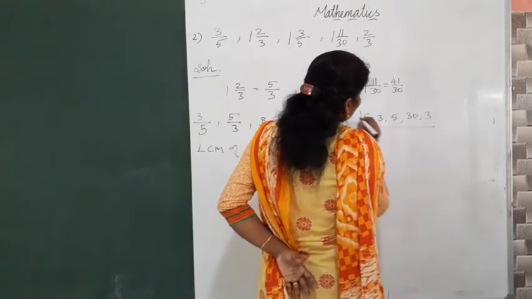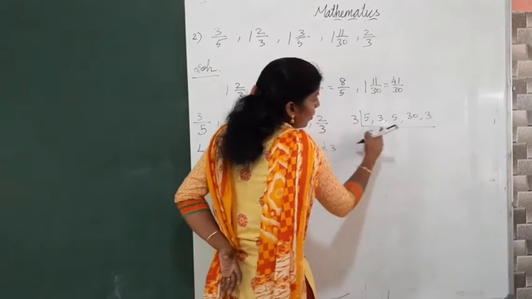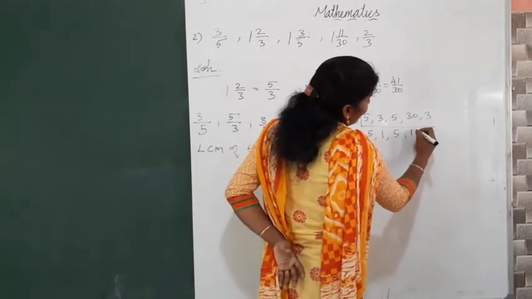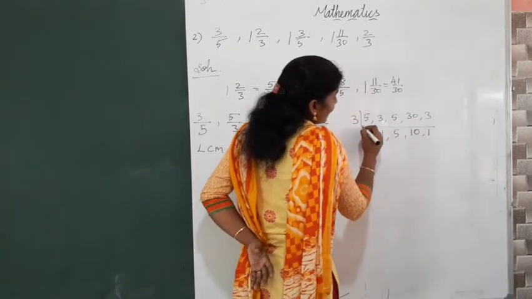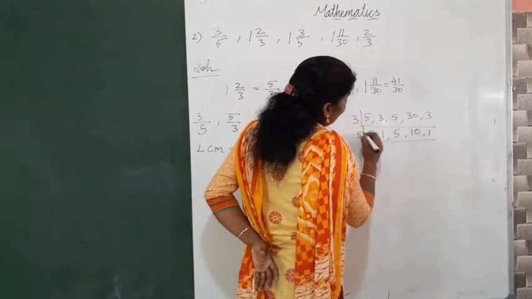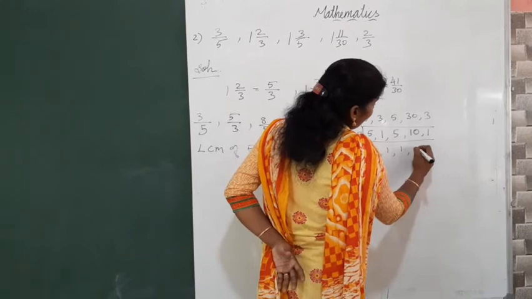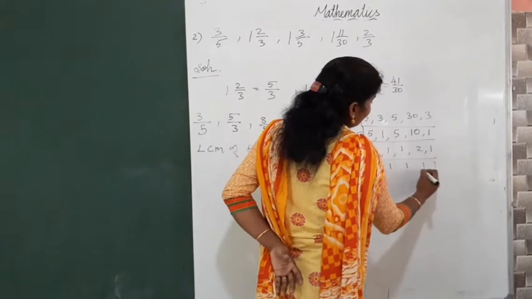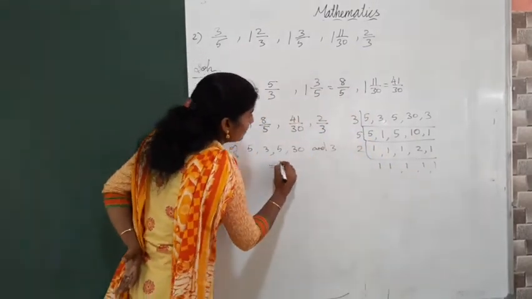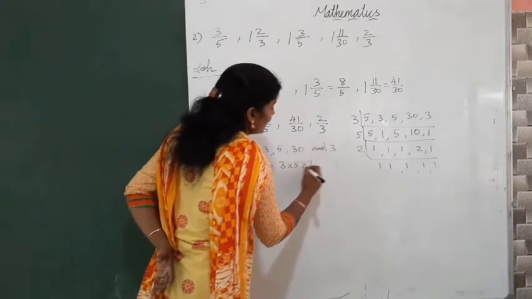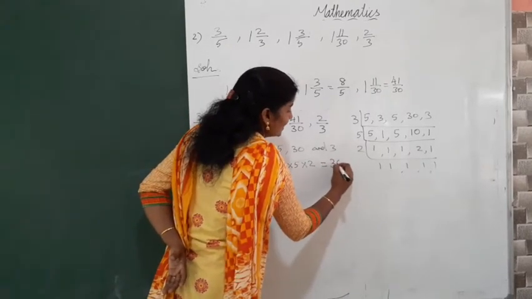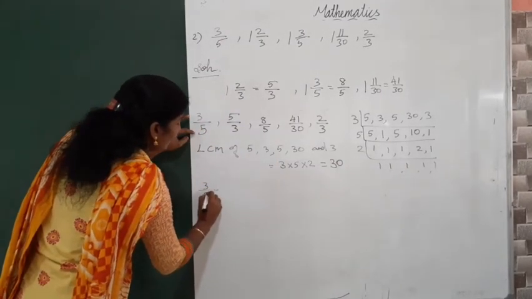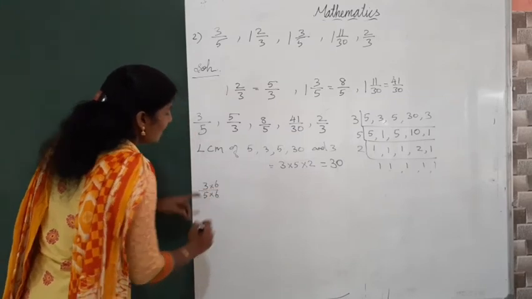Now we can take the LCM using the 3 table. 5, 1, 3 is 3. 5 is not in the 3 table, so we write 5. 10 3s are 30. Then 1 3 is 3. Then again the 5 table. 1 5 is 5. 2 5s are 10. Now the 2 table. 1 1 1. Now what is the LCM? 3 into 5 into 2. 5 3s are 15. 15 into 2 is 30. 30 is the LCM.